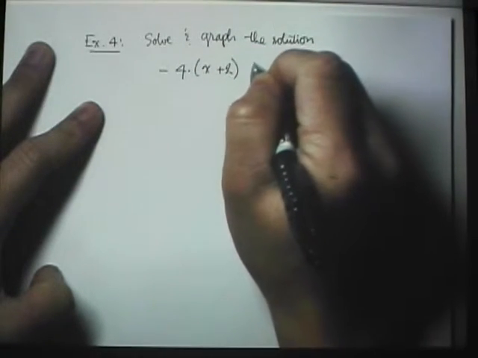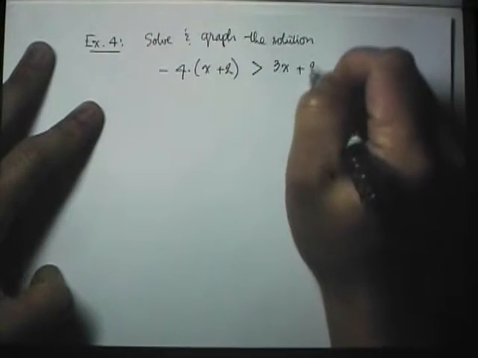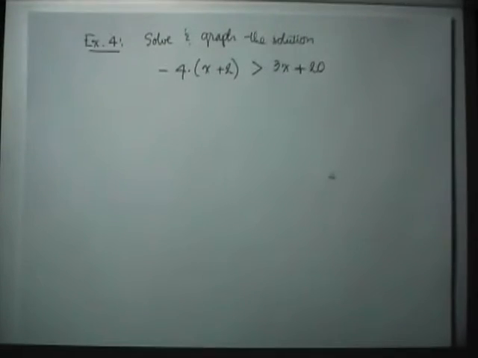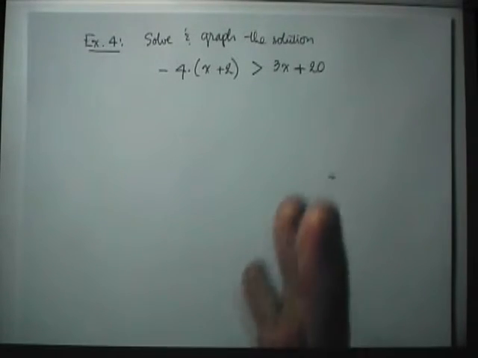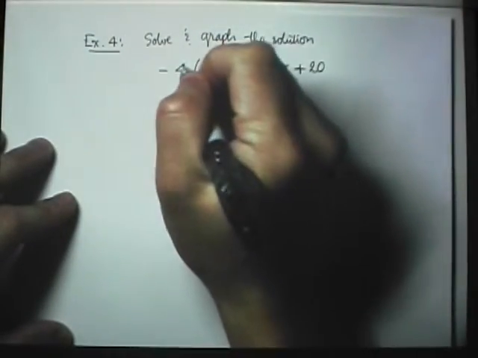And the inequality that we have here is negative 4 times quantity x plus 2, and all that is the left side. We want it to be greater than 3x plus 20. Okay, so to solve this inequality, once again, we need to do all the proper distributive law and rearranging of the terms, and then eventually cancel and divide to solve for the appropriate x values.